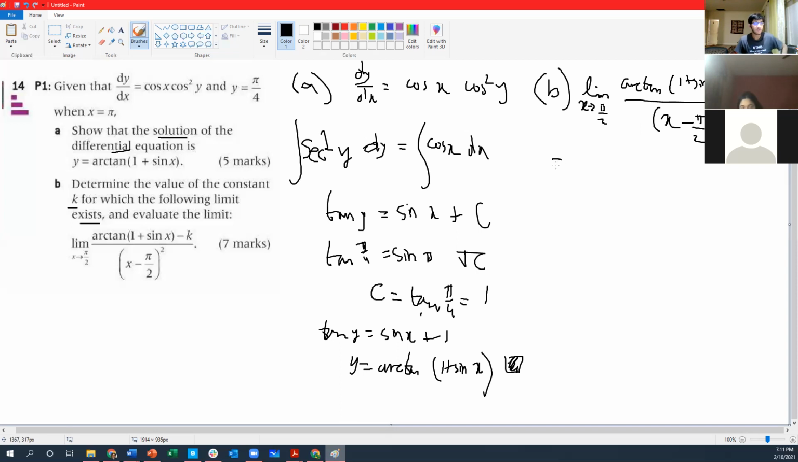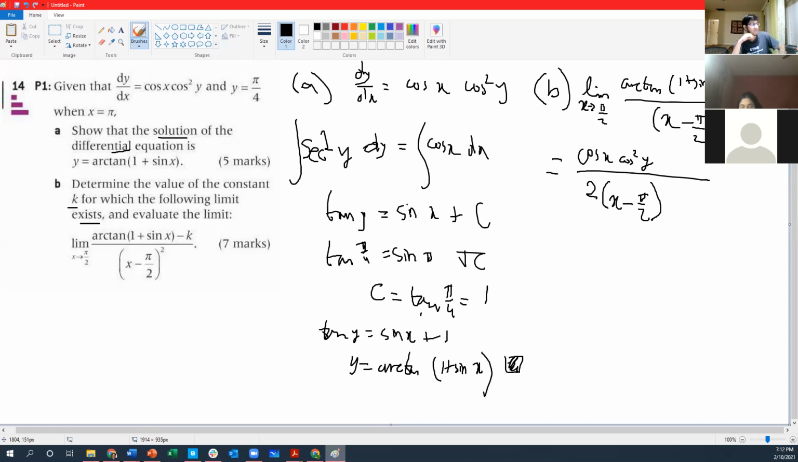If you do L'Hopital's rule, I'm going to drop the limit for now, just for the sake of time. On the bottom, you would get 2 times x minus pi over 2. And on the top, this portion is y, so the derivative will actually just be cos x cos squared y, right? Because that is y. And then minus k: if you take the derivative of that, k just becomes 0.